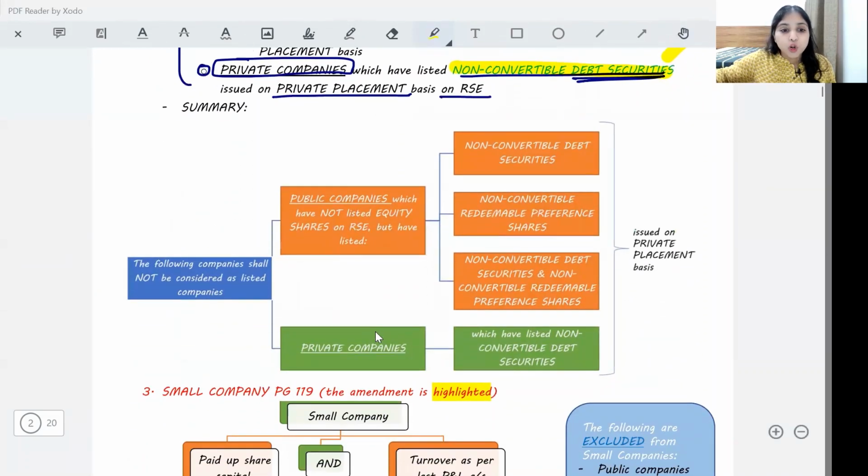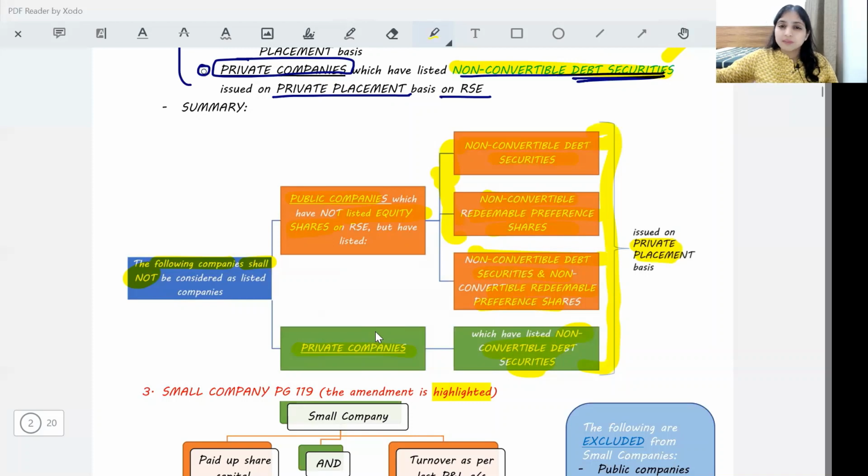Look at the summary. The following companies shall not be considered as listed companies. Number 1, those public companies whose equity shares are not listed, just their non-convertible debt securities are listed. Number 2, public companies whose equity shares are not listed, just their non-convertible redeemable preference shares are listed. Number 3, public companies whose equity shares are not listed, but both debentures and preference shares are listed. And number 4, those private companies whose non-convertible debentures are listed. These securities which are listed should have been issued on private placement basis.